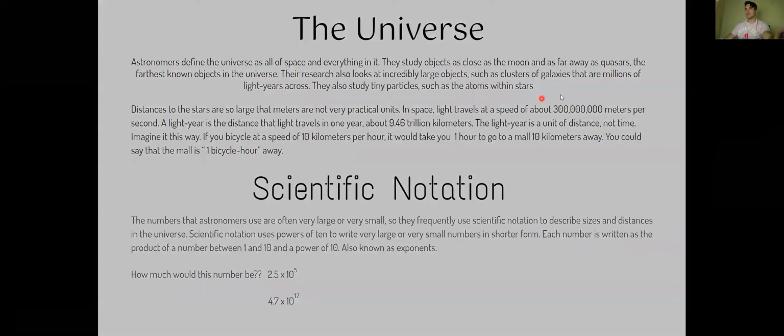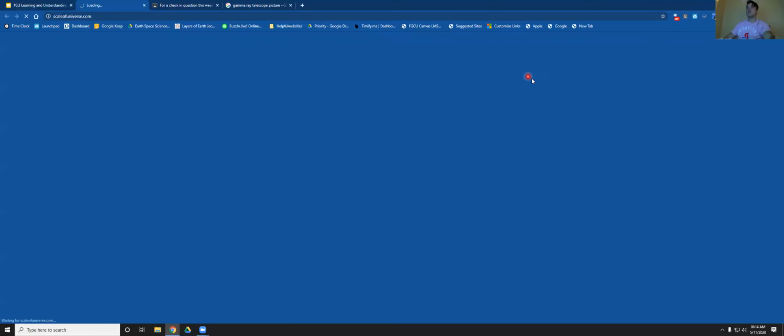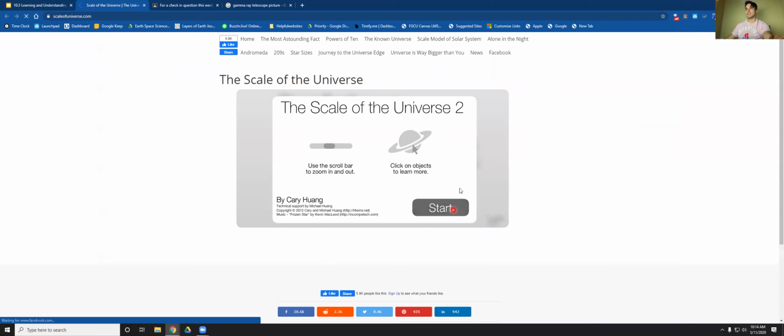All right, we're almost done. We're almost there. Oh, this thing is so cool. I had so much fun with this. You should use it. It's called Scale of the Universe. All right, here we go.